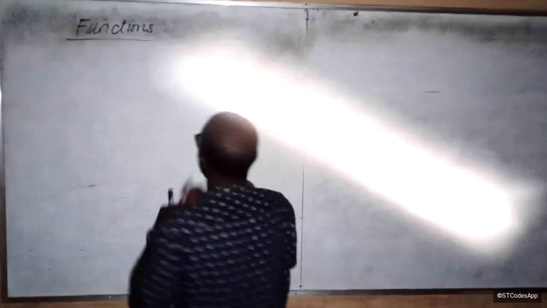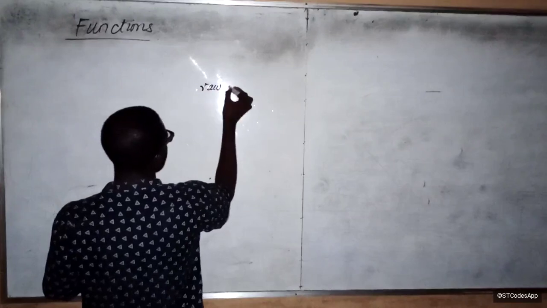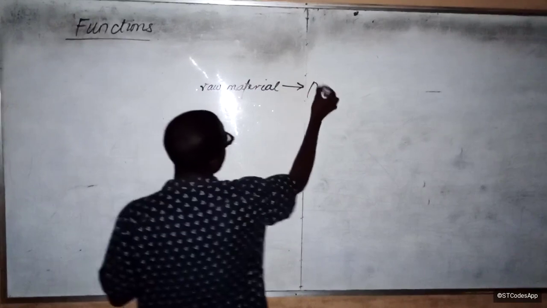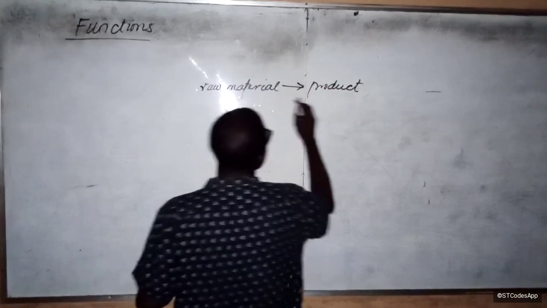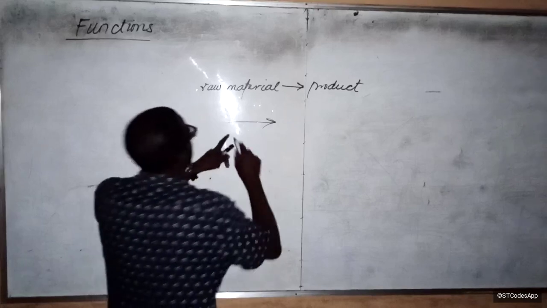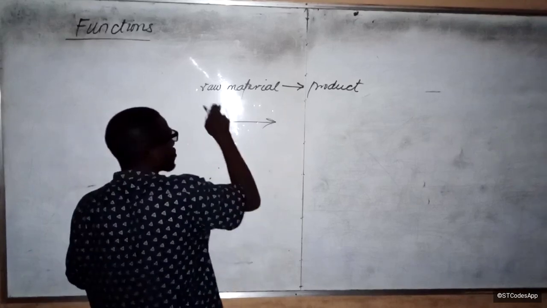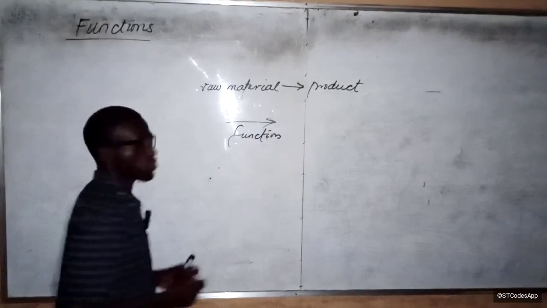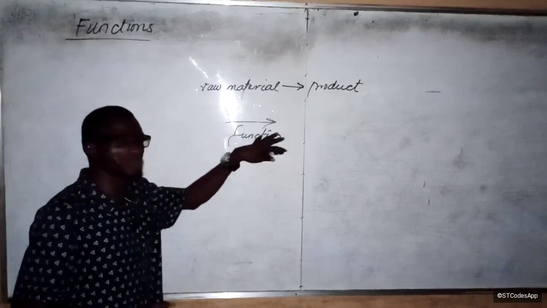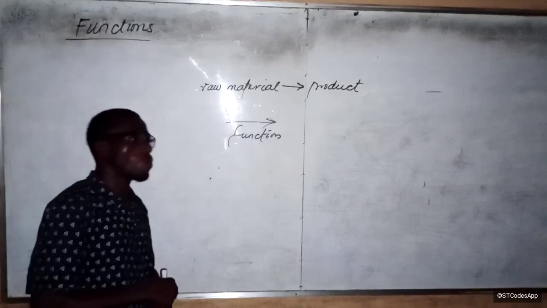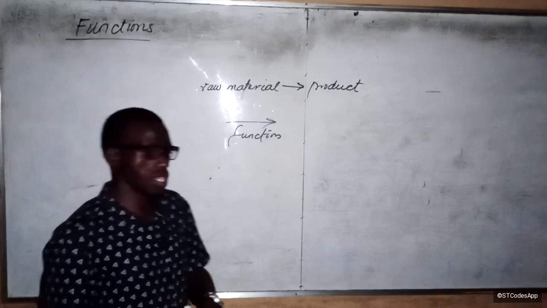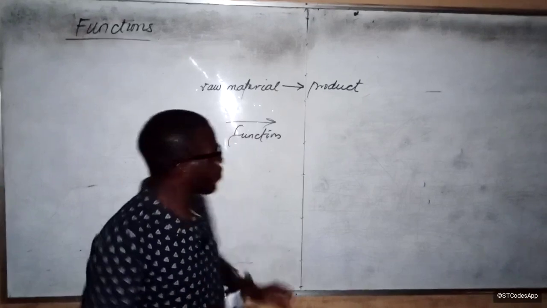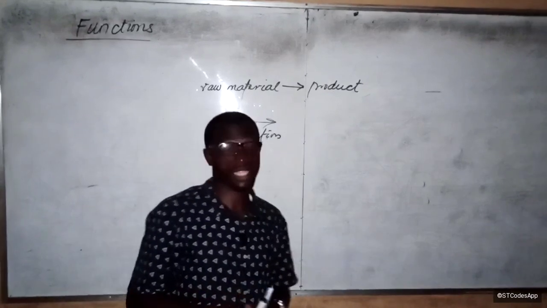So think of raw material, and think of product. So raw material goes on to product. So this arrow is the machine that converts this raw material to product. So this is going to be our function. And so a function is basically an operator, or what transforms a relation, that transforms one thing to another, is that okay? That's an informal definition.